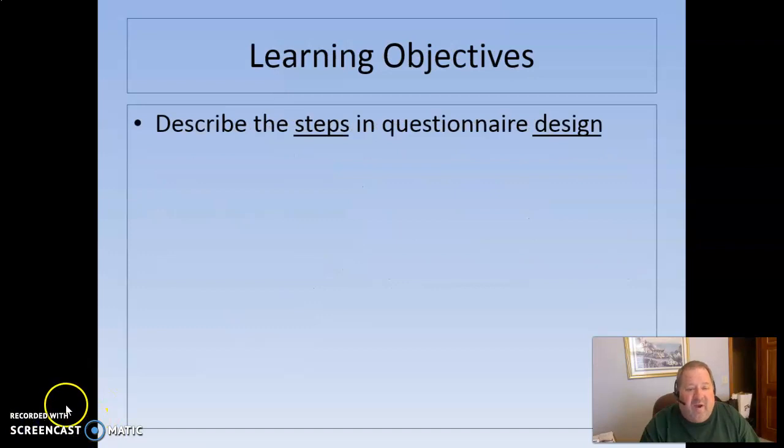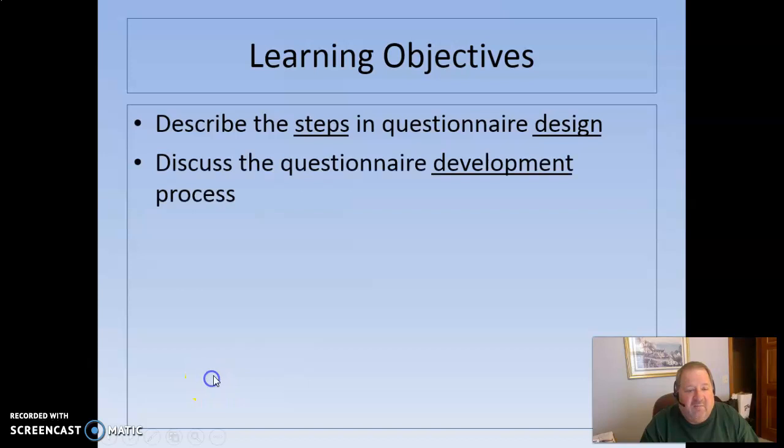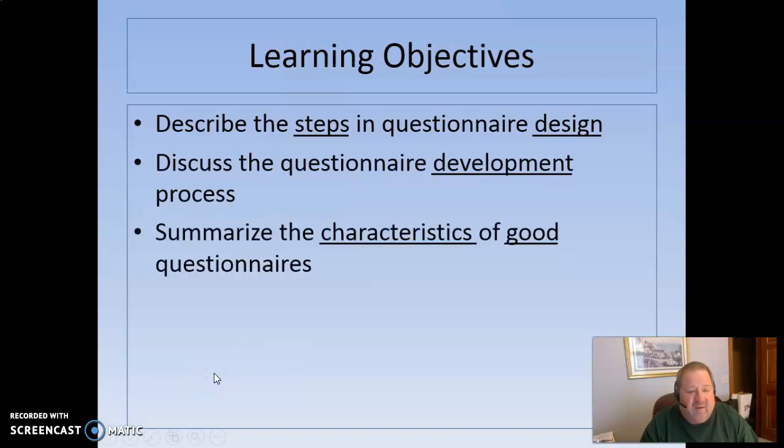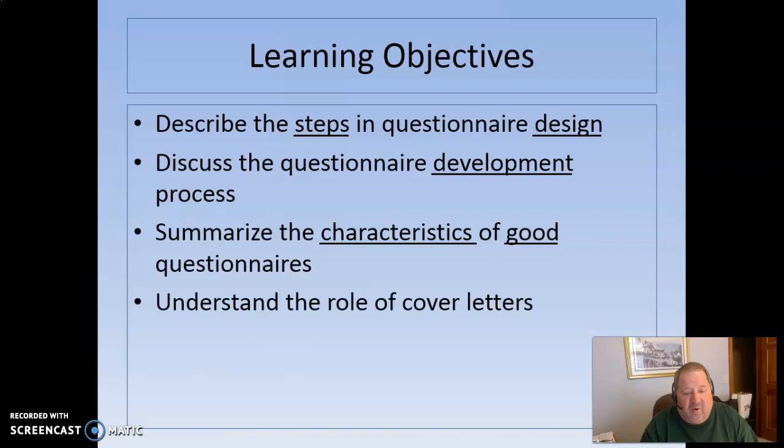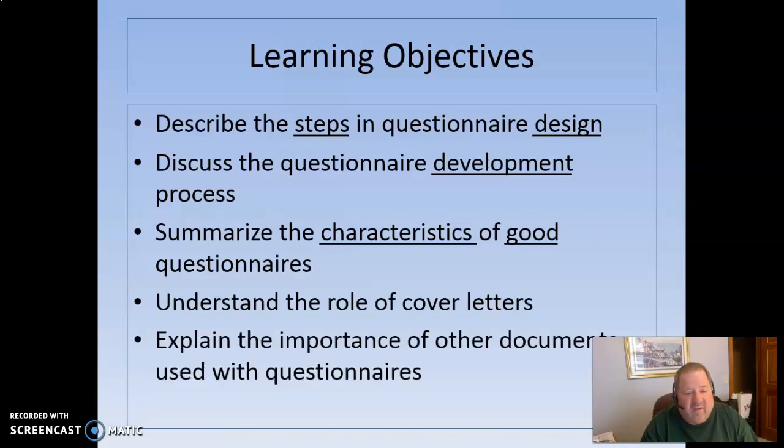So in Chapter 8, our objectives are to describe the steps in questionnaire design. We're going to look at the questionnaire development process. We're going to look at the characteristics of good questionnaires. We'll also look at some bad questions, understand the role of introductions or cover letters, and then look at the importance of other documents used with questionnaires.